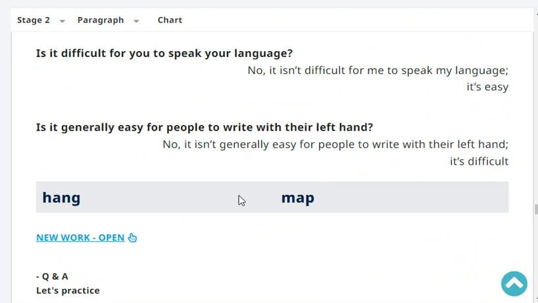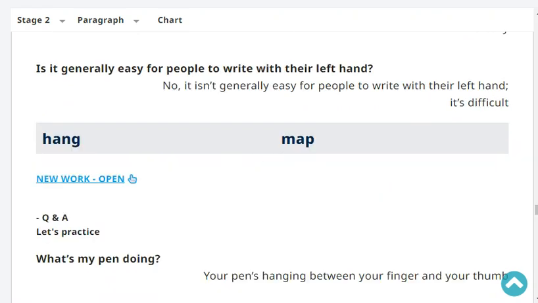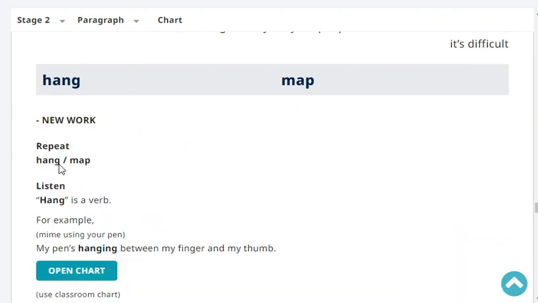Very good. Okay, and that's the end of our revision. Let's have a new word. Very good. Okay, repeat. Map. Very good. Okay, listen.